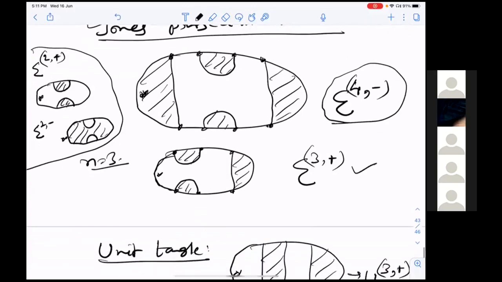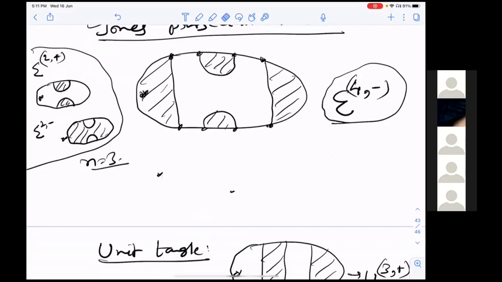Now we have drawn 3 plus. Is this one? No, this should not be 3. Sorry, can you just once more explain how the sign is coming?